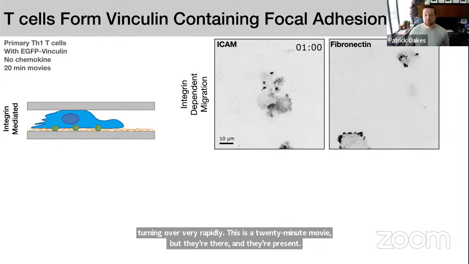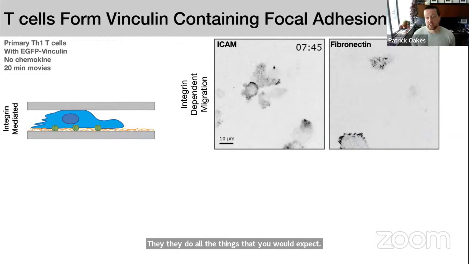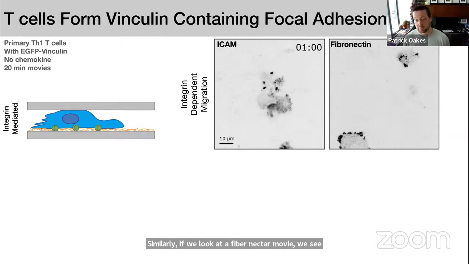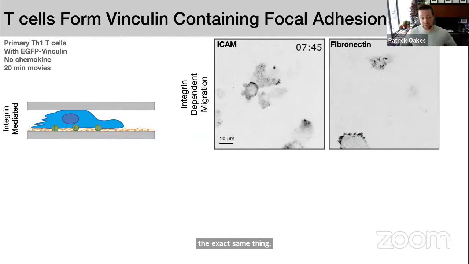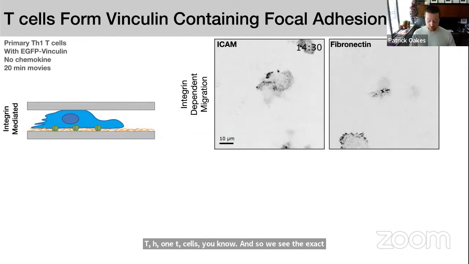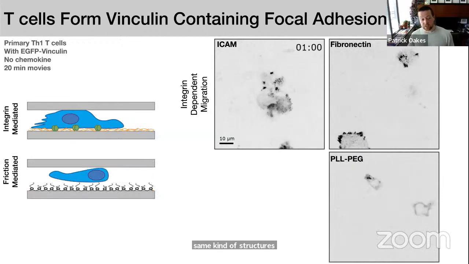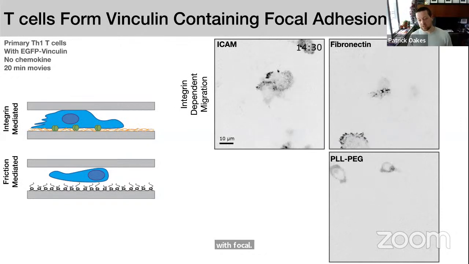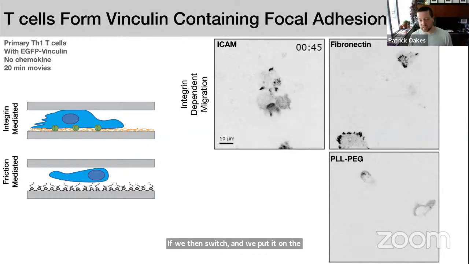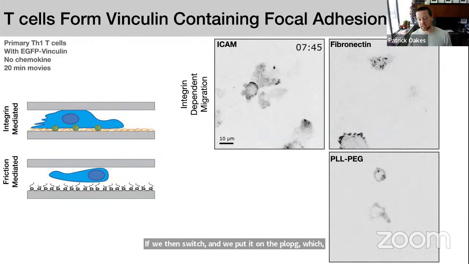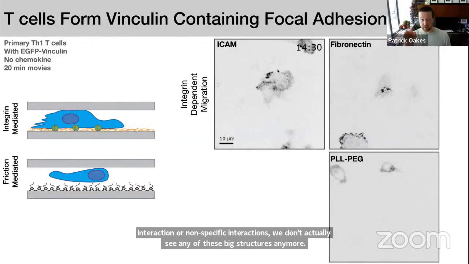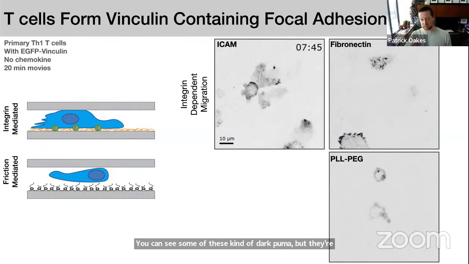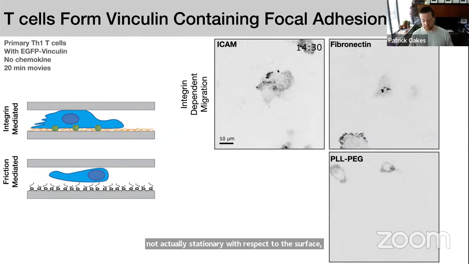Similarly, if we look at a fibronectin movie, we see the exact same thing. So these are also, I should mention again, primary Th1 T cells. And so we see the exact same kind of structures and we see all these things that you would associate with focal adhesions. If we then switch and we put it on a PLL peg, which again is this idea of a more friction-mediated interaction or non-specific interaction, we don't actually see any of these big structures anymore. You can see some of these dark puncta, but they're not actually stationary with respect to the surface, and we think they're just vesicles that have been endocytosed and are floating around inside the cytoplasm.